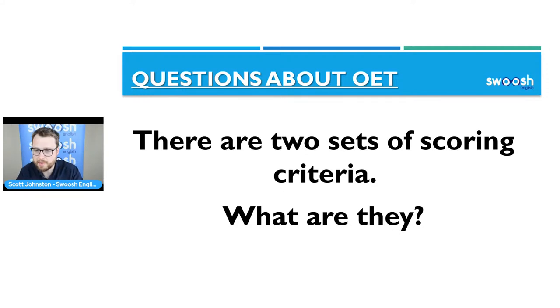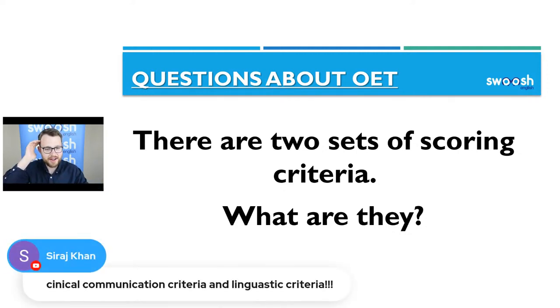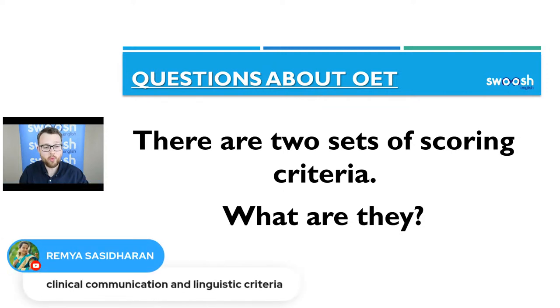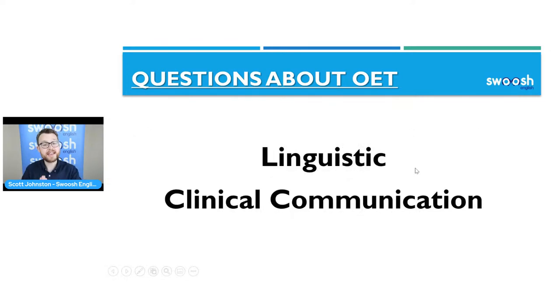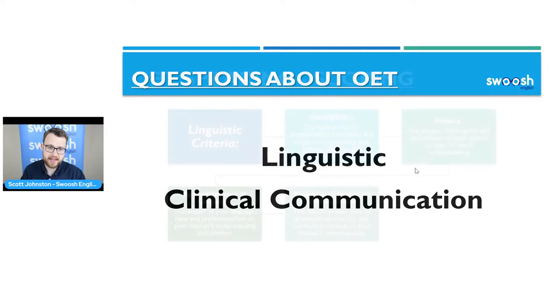Fantastic. Here we go. Some are coming in now. We've got it, guys. A lot of the YouTubers are right on it. And Siraj has also said it too. I'm going to actually bring your comment up here. Shiraj has said the clinical communication criteria and the linguistic criteria. Well done, Shiraj, and well done, Remya, for giving me the first answer that we need as well. Fantastic. So that is correct, guys. There are linguistic and the clinical communication criteria. Now think to yourself, do you know these criteria and do you know them well? Because that's what you need to do in your OET preparation. Know how to score as highly as you can in each area.